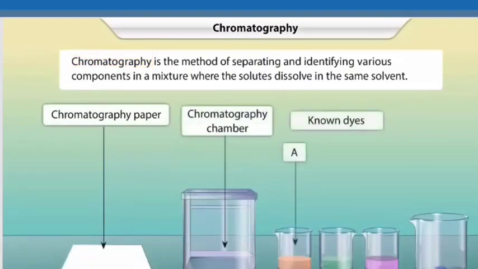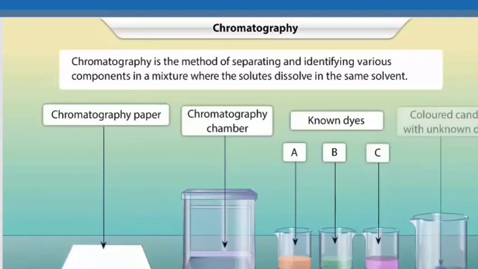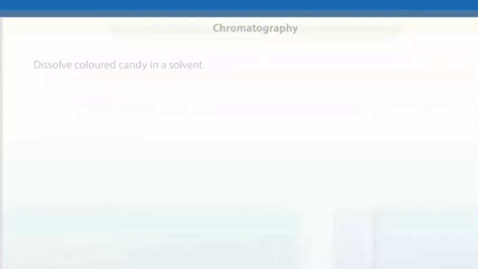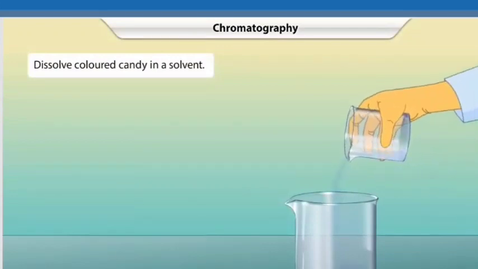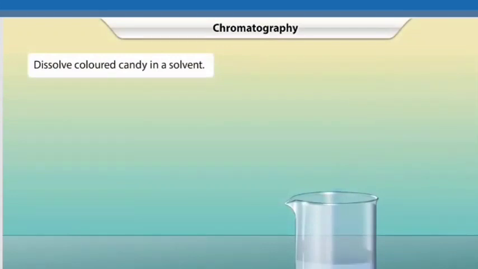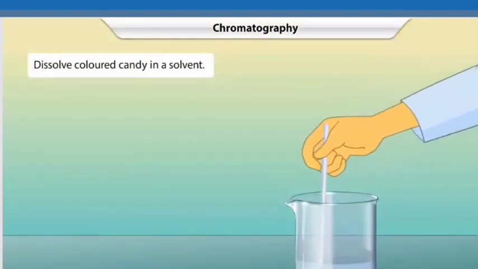Chromatography is the method of separating and identifying various components in a mixture where the solutes dissolve in the same solvent. Let's see a chromatographic separation. Take a colored candy in a beaker. Dissolve it in a solvent like water.